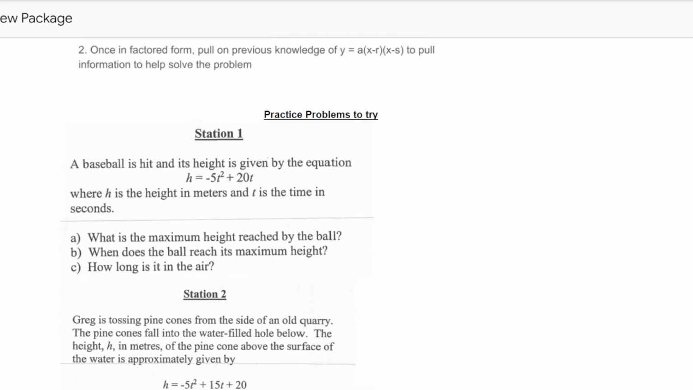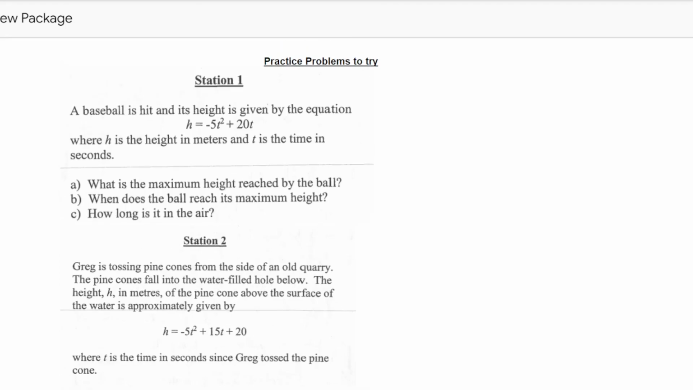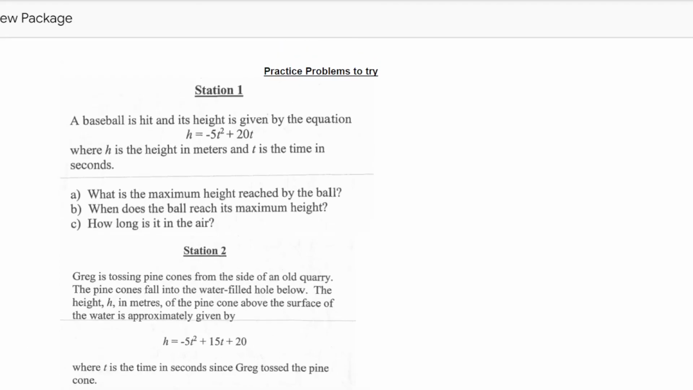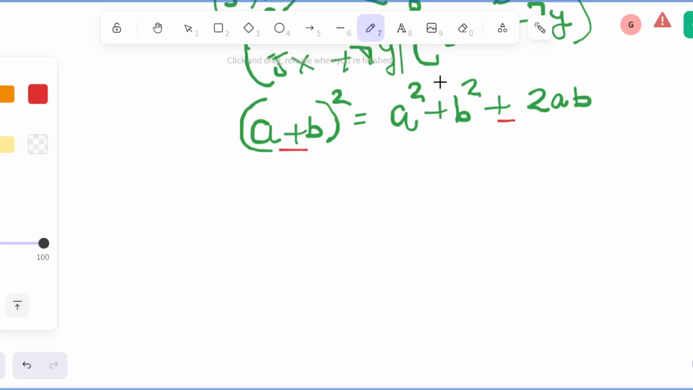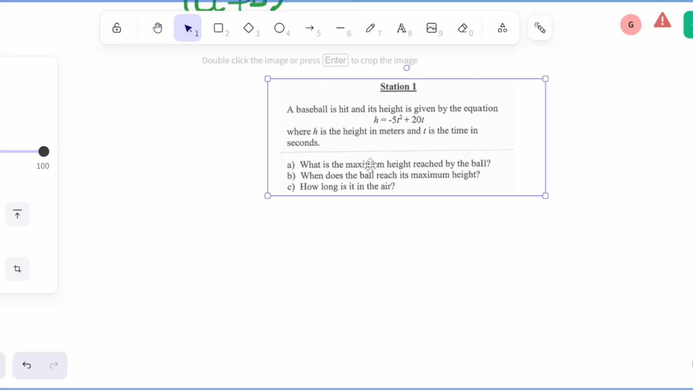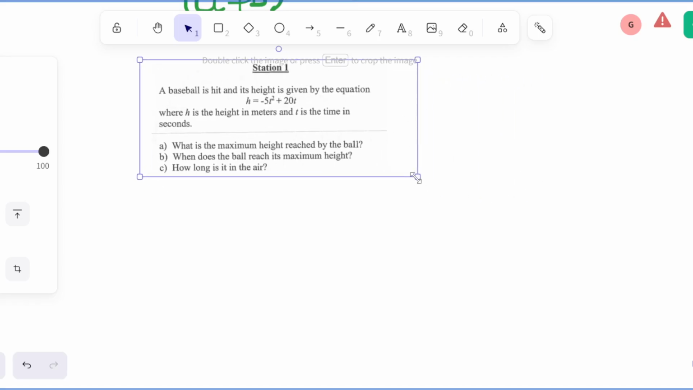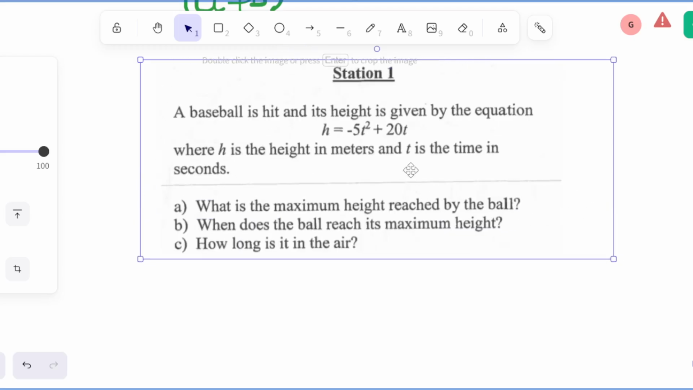Now I'll do one thing. I'll take one question from that unit review only and paste it over here. One second. Yeah, I'm pasting it here. Can you see?